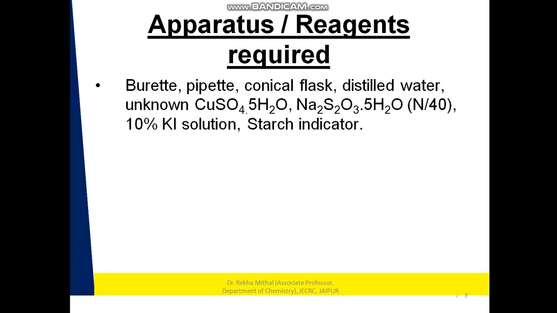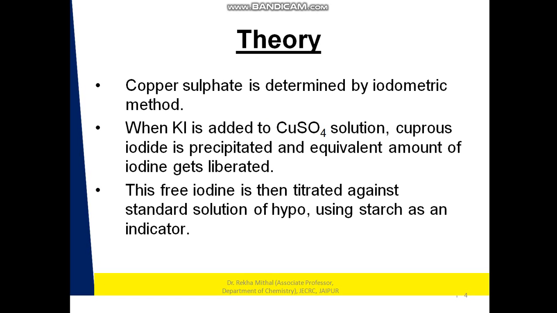Now what apparatus are we using in the experiment? These are the apparatus and reagents which we are using during the experiment: burette, pipette, conical flask, distilled water, unknown copper sulfate solution, sodium thiosulfate solution, 10% KI solution, and starch as an indicator.